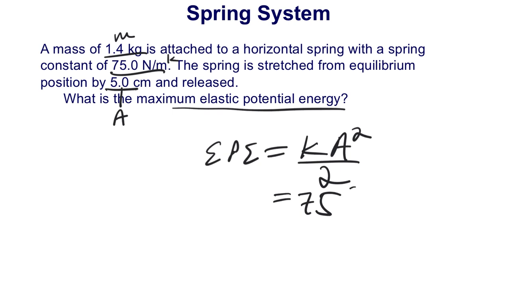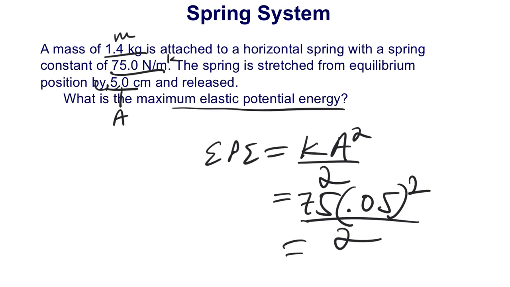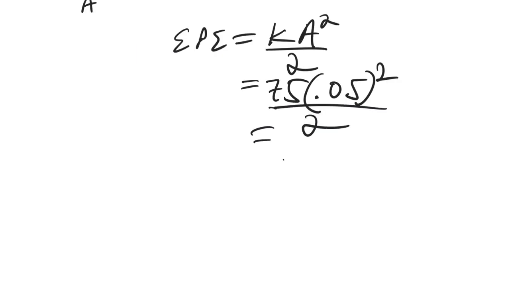75, we don't need the mass. 0.05, right? You've got to change that to meters by dividing by 100. Squared, divided by 2. I'm going to get 0.094 joules.